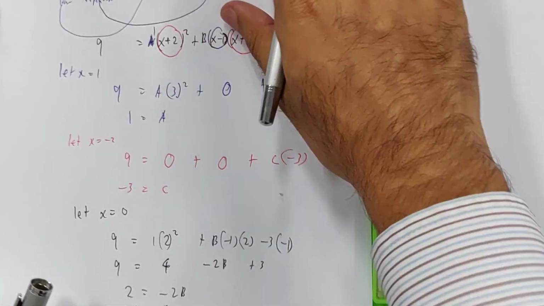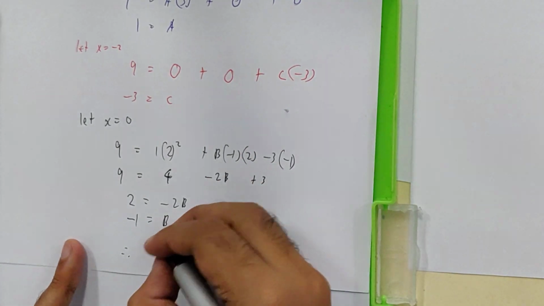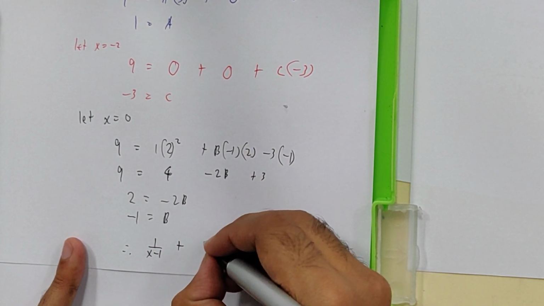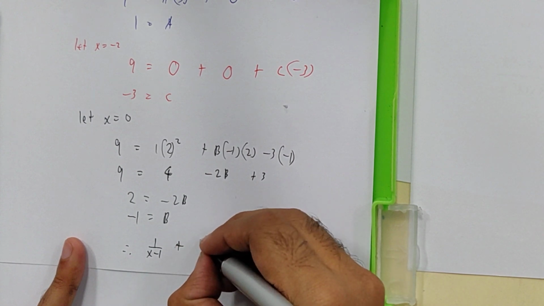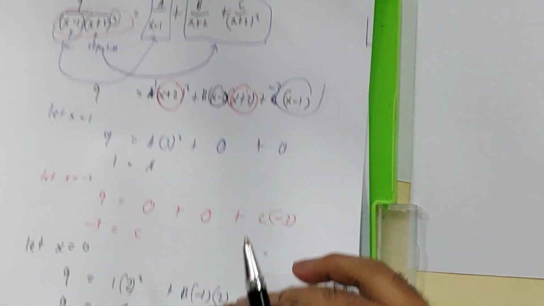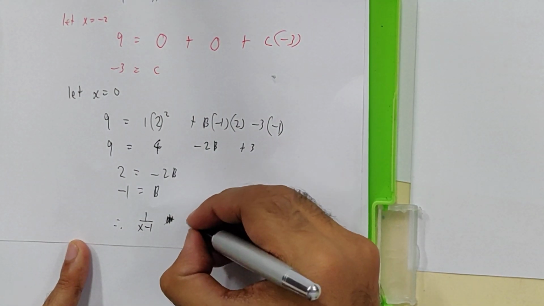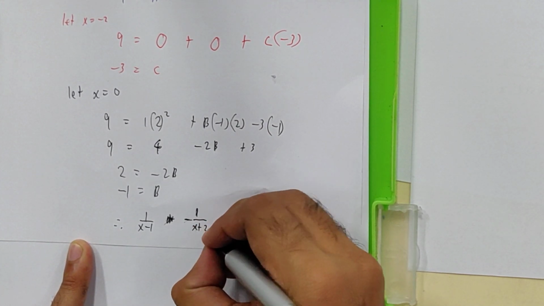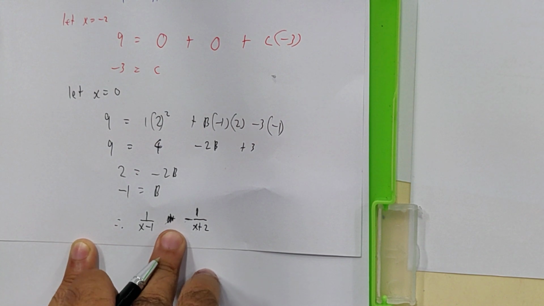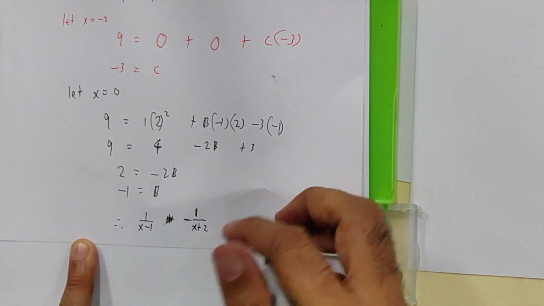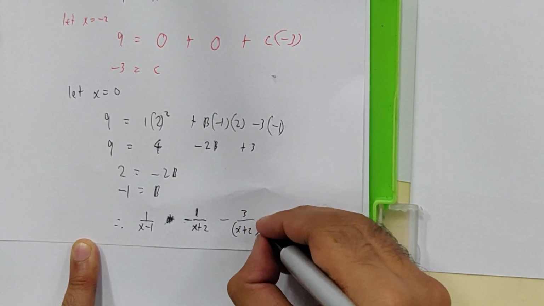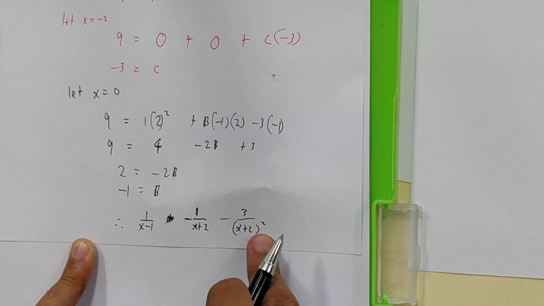So rewriting the whole thing back, we get ourselves 1 over x minus 1 plus, okay, what's B? B is negative 1, right? So normally this is how we write. Negative 1 over x plus 2. We put the negative by the side. We ignore the positive. And then negative 3 over x plus 2 squared. You okay?